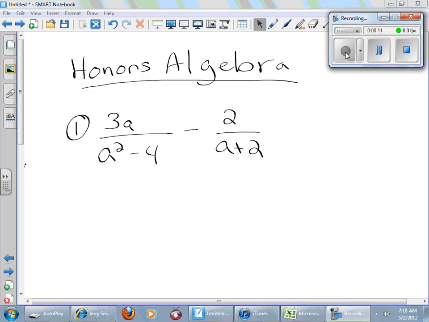Anyway, we've got a quiz tomorrow, right? And I thought I'd do a couple practice problems to help you get ready for your quiz. Okay, first of all, we have a simple subtraction problem of rational expressions.